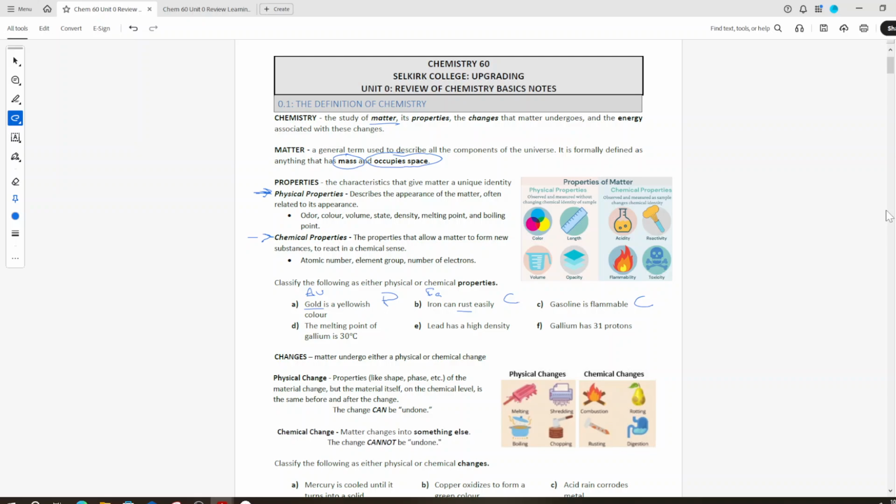The melting point. So, melting point, believe it or not, is a physical property because it's the point at which it's going to change a state. So, that is a physical property. Lead has a high density. Density is also a physical property.